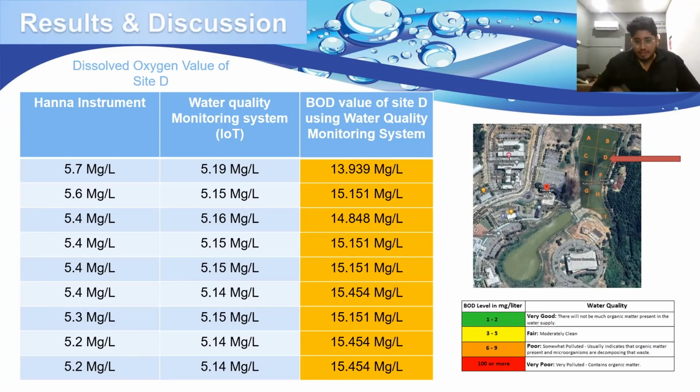For site D, everything is highlighted in orange, which indicates poor water quality, somewhat polluted, but it could also sustain some aquatic life in the case of vegetation and small fishes.